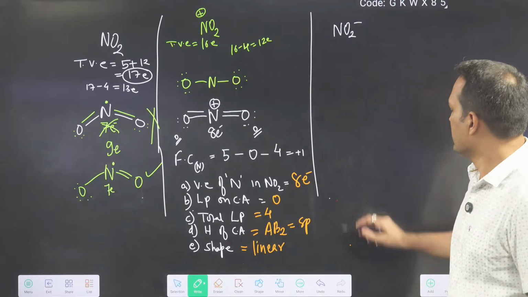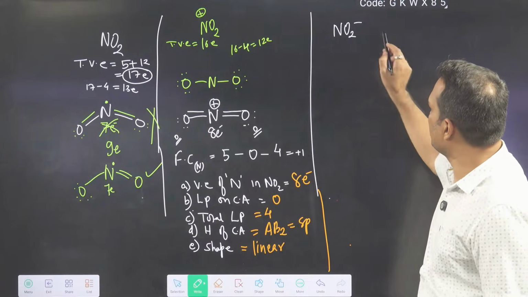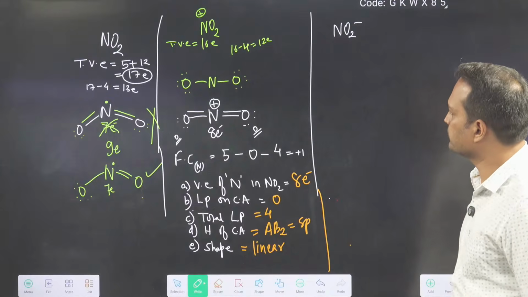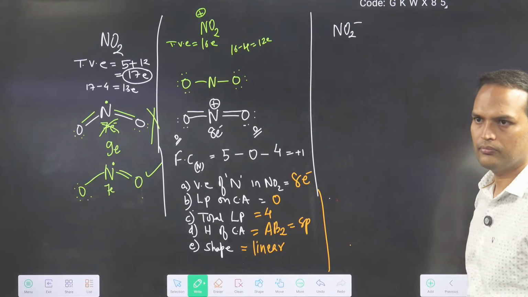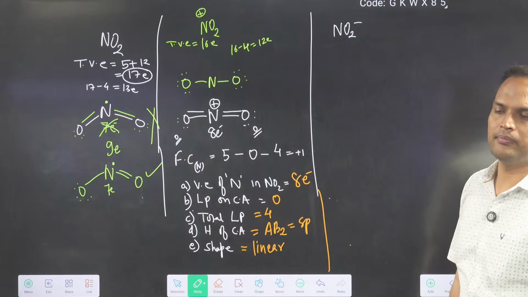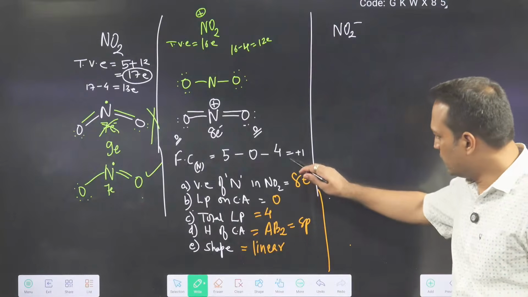Clear? Can you write again the same things for NO2 minus also? I am giving you time. Draw the diagram and write all these things.